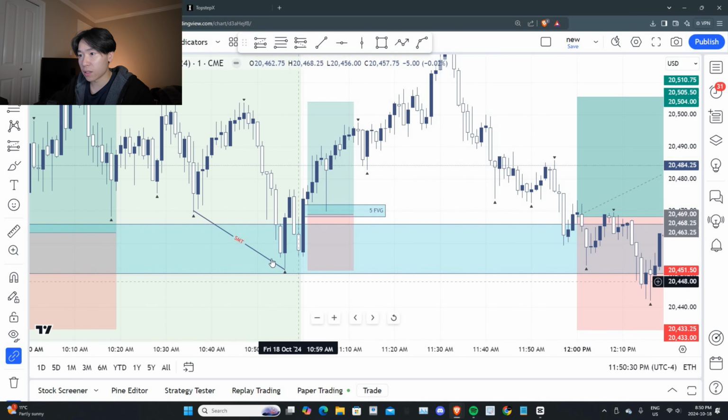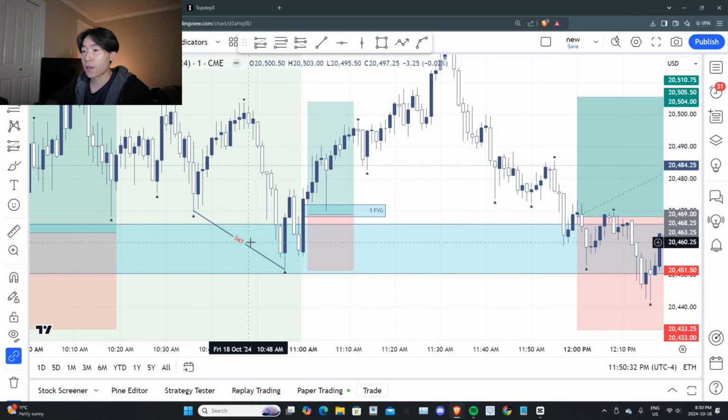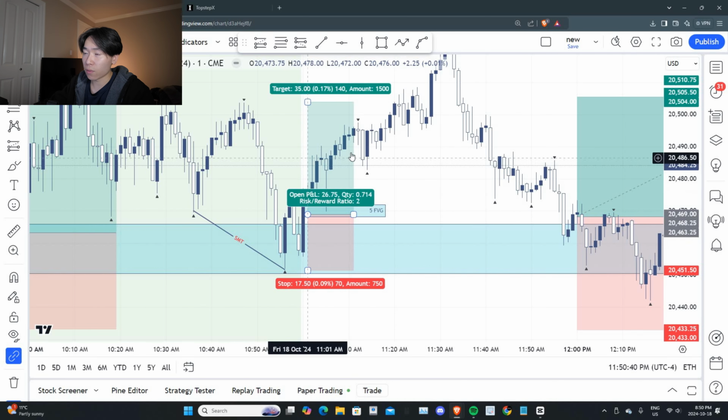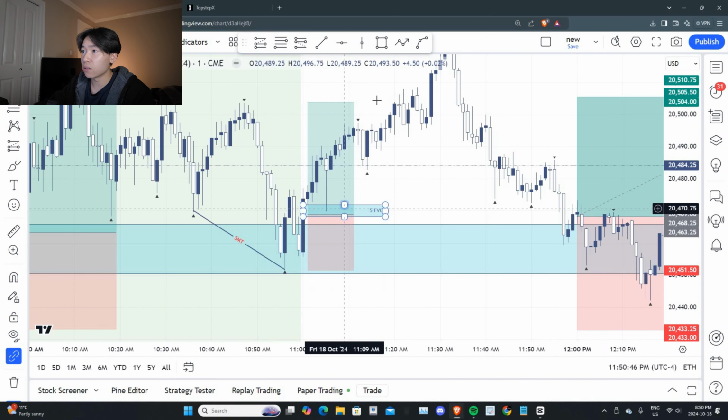Basically, we have SMTs in a higher time frame fair value gap, and this would be the confirmation for a reversal, right? And then we have the entry, which is the swing high gets displaced, and then we create a 5-minute fair value gap. Price retraces in this 5-minute fair value gap, and then we continue higher.